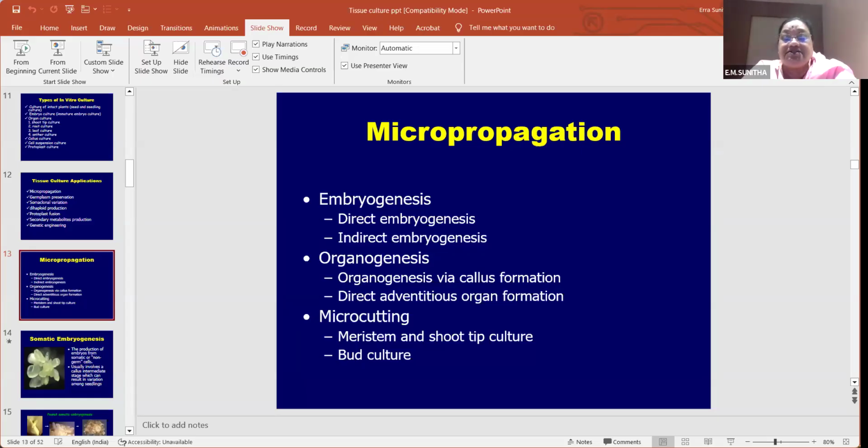Next, organogenesis, that is organs will come via the callus formation. Or you have direct adventitious roots, like that you will be getting the organ formation directly. Then you have micro cutting. So you have meristems and the shoot tips or the bud cultures, then by micro cuttings also you can put them in the culture media, you will be getting lot of plants. So first we will see embryogenesis.